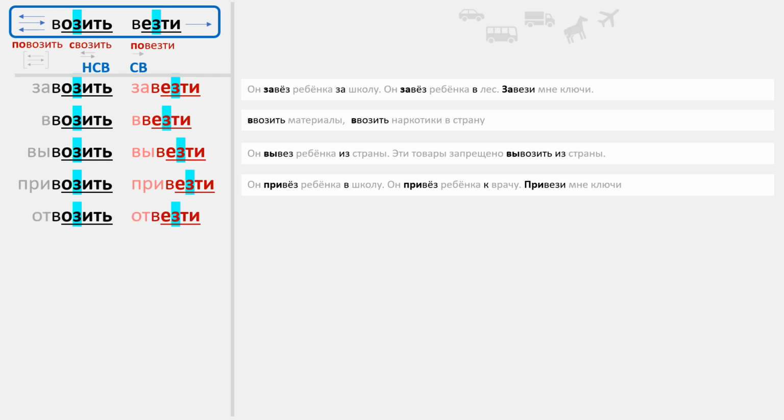Отвозить, отвезти. To transport somebody or something to a place or to a person. To take them there by vehicle. He took the child to school by car. The child is at school. Он отвез ребенка в школу на машине. He took the child to the doctor by car. The child is at the doctor's office. Он отвез ребенка к врачу на машине.